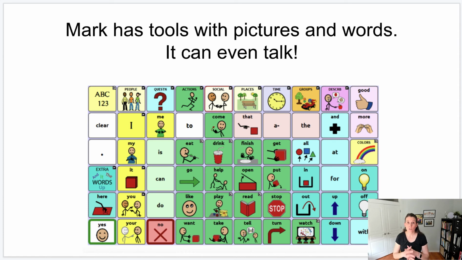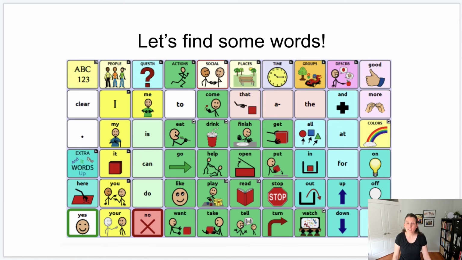So then I get a little more down and dirty into Mark's tool or whoever the student is. So I'll start with a picture of what the tool looks like. Now I could have an actual photo of the device. In this case, I just have a screenshot of what the home screen looks like, which again is the same thing that they hopefully have on their desk right now that they're looking at. And I'll say, Mark has tools with pictures and words, and his tool can even talk, right? So I make them a little jealous here because their tools can't talk. So now we're gonna find some words. Are you guys ready? Now, this is really fun. The kids love this because they love finding words.